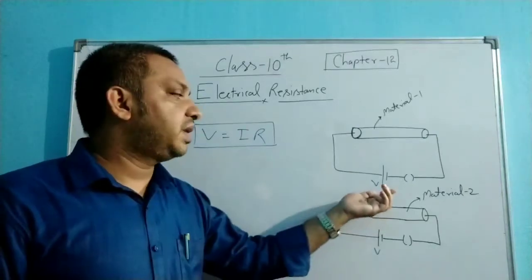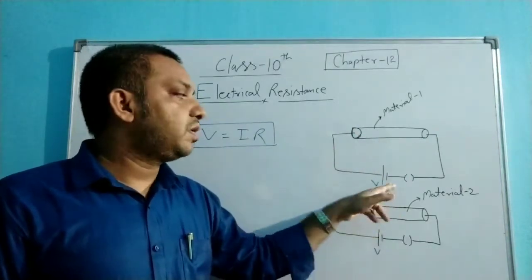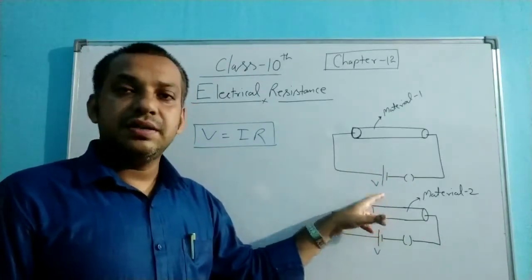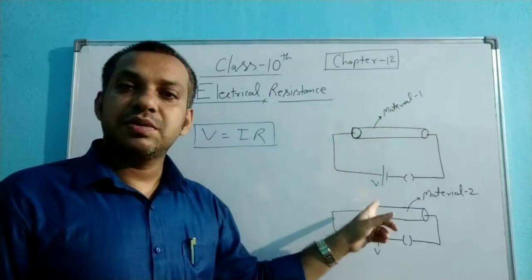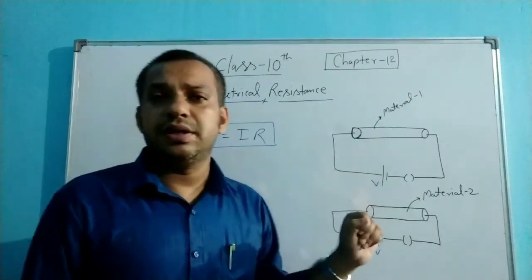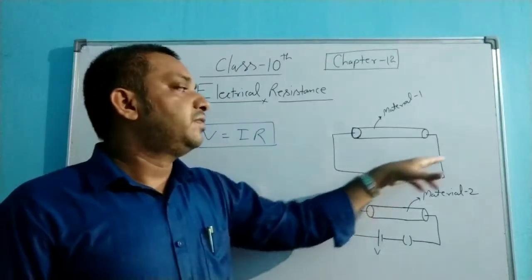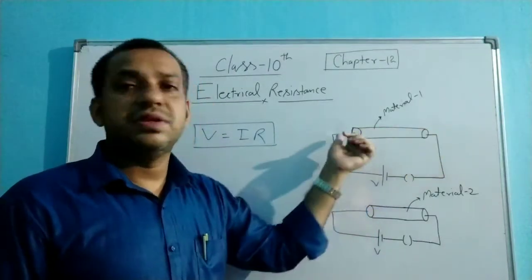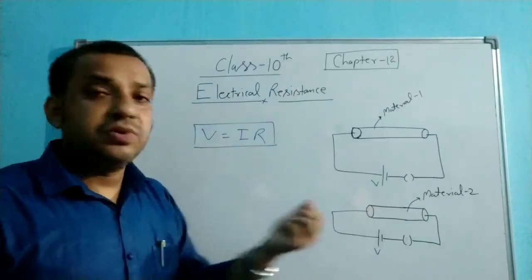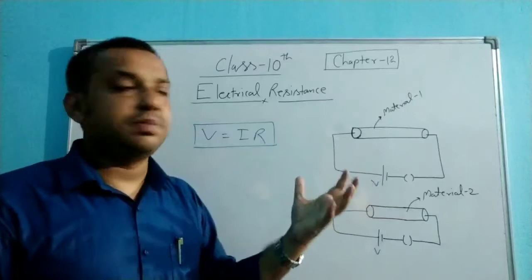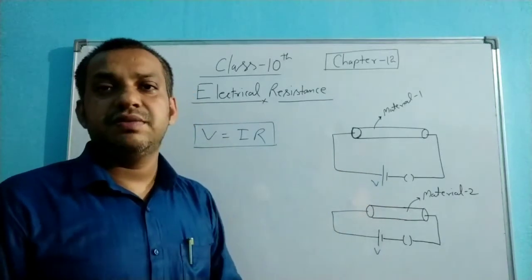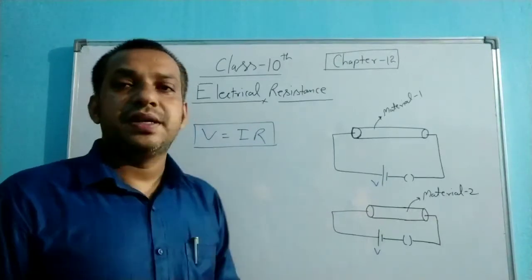This battery is forcing the electrons to move. You know that the electron current is opposite to the movement of the conventional current. The electron moves from the negative plate to the positive plate, and the conventional current moves from the positive plate to the negative plate. So the battery is forcing the electrons to move from this side to this side, but this inertia of the electrons is opposing this movement. This opposing movement of the overall conductor is called the electrical resistance. So this is the physical significance of electrical resistance.